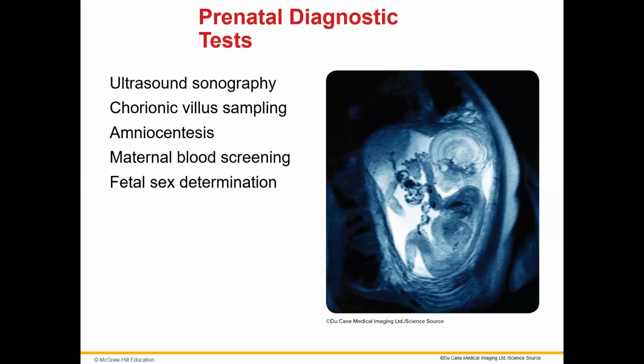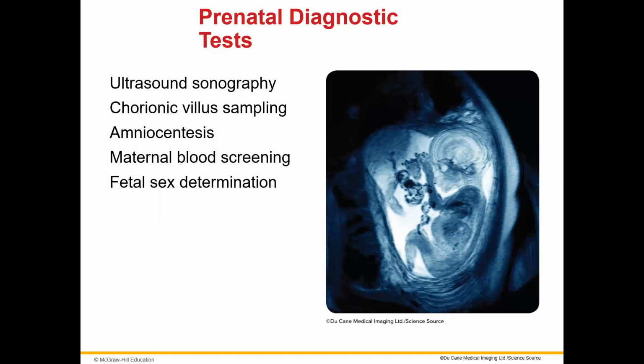So maternal blood screening is used... well, it's a screening tool. It just says, should we go ahead and do further testing? So if there's indicators in the mother's blood, this is what may cause them to do chorionic villus sampling or amniocentesis or a fetal MRI, like we see in the picture here. So it's an indicator of possible problems.